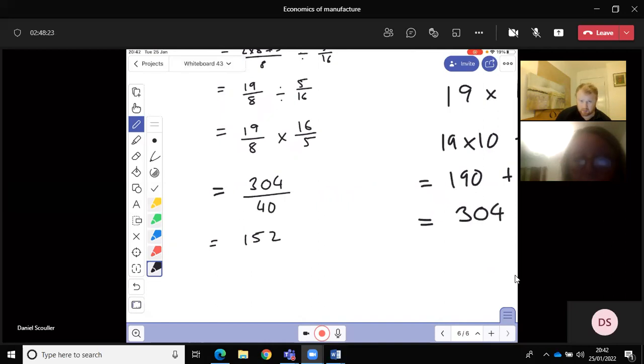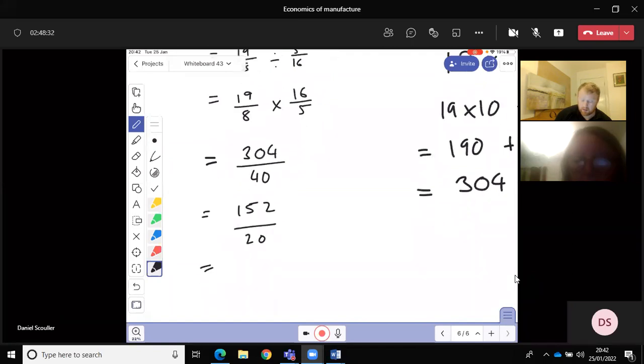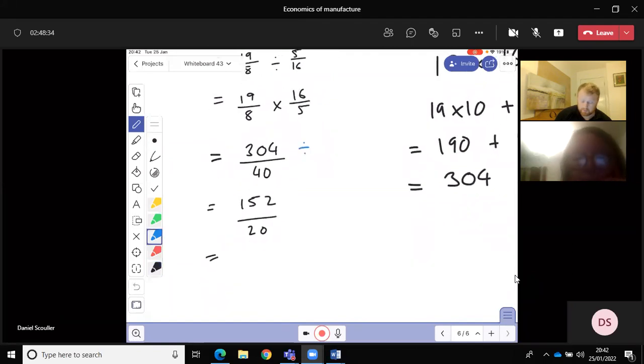The internet's been playing up a wee bit, so 304 divided by 2 is 152 and 20. Okay. Simplified it down a wee bit. Both even numbers again, so that simplifies down even further. Divide that by 2, divide that by 2. Okay. 152 would be 76 over 10.